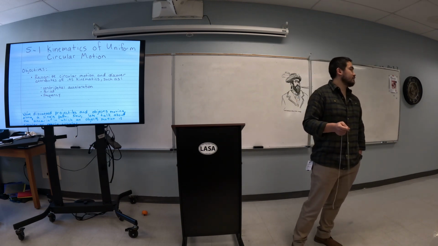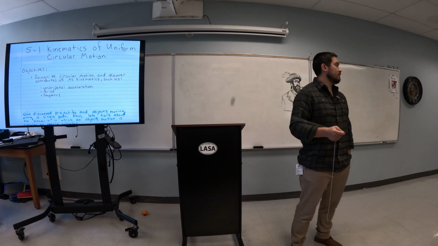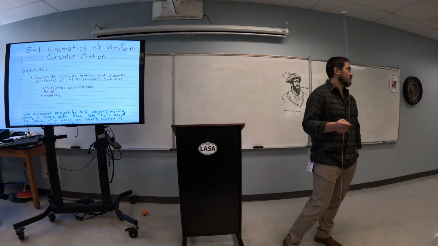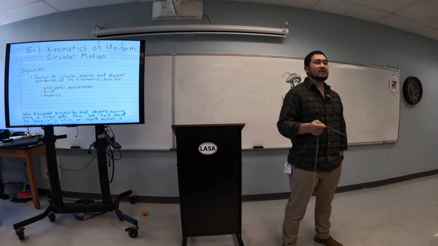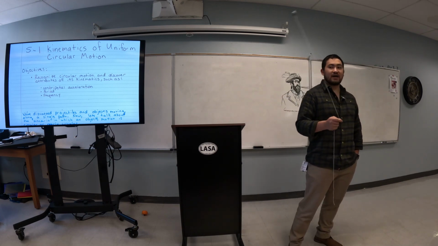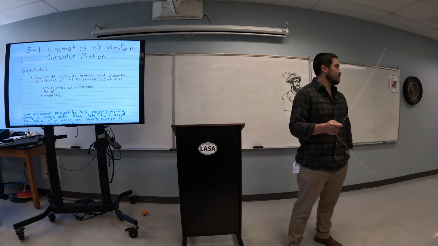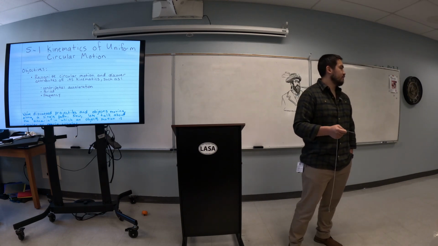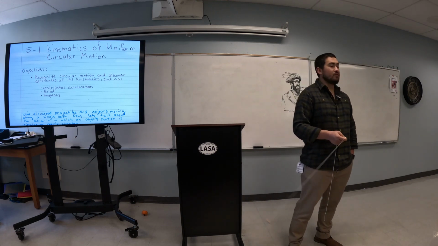What do you have to say, Dallas? The instantaneous velocity is the same, but the average velocity is different. Interesting. So the instantaneous velocity at any point should be equal to our speed, but the average velocity over what? The whole circle? Yeah, anytime that's not instantaneous. Yeah, it'll be different, right?